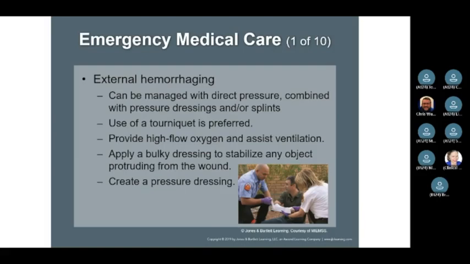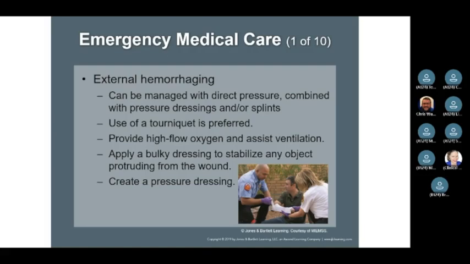External hemorrhaging can be managed with direct pressure, combined with pressure dressings and/or splints or a tourniquet. Arterial bleeding may take 5 or more minutes of direct pressure to form a clot. Pressure stops the flow of blood and permits normal coagulation to occur. The use of a tourniquet is preferred for external bleeding in an extremity that cannot be controlled with direct pressure and a pressure dressing.